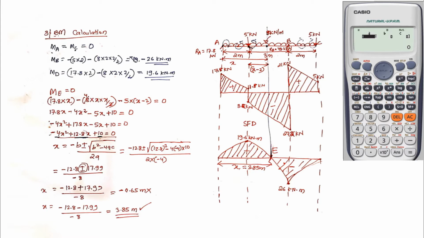What is the value of a? The value of a here is minus 4. So you put minus 4, right? What is the value of b? Value of b is 12.8.